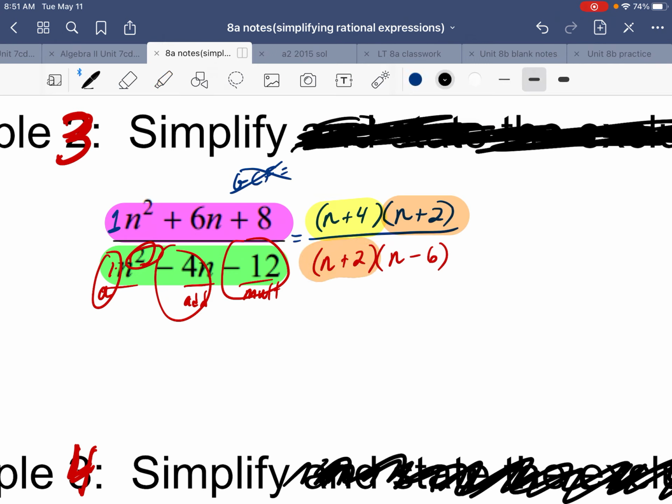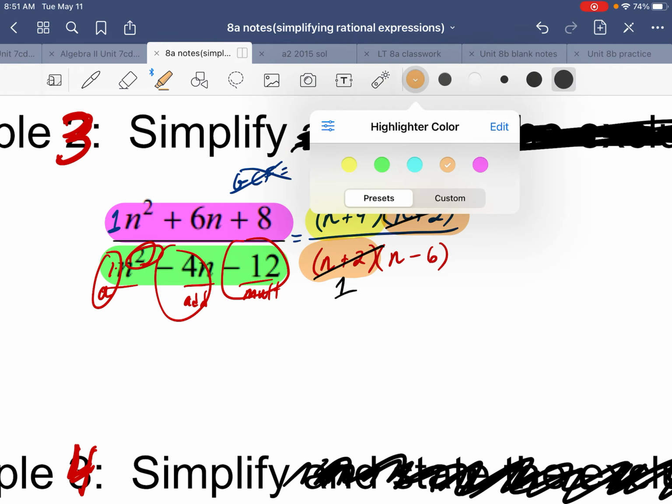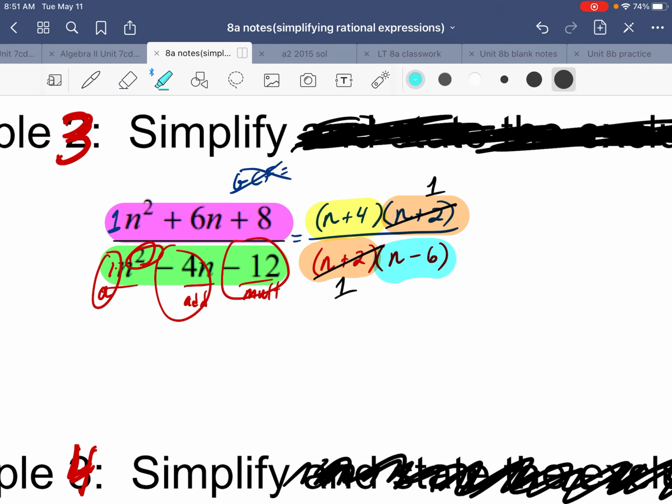So when we simplify these, n plus 2 divided by n plus 2 is really going to be 1. And then left over in the denominator, we have an n minus 6. There is no n minus 6 in the numerator, so we cannot simplify that. So in the numerator, we have n plus 4 times 1 is n plus 4. We have 1 times n minus 6 is n minus 6. And there's your final answer.